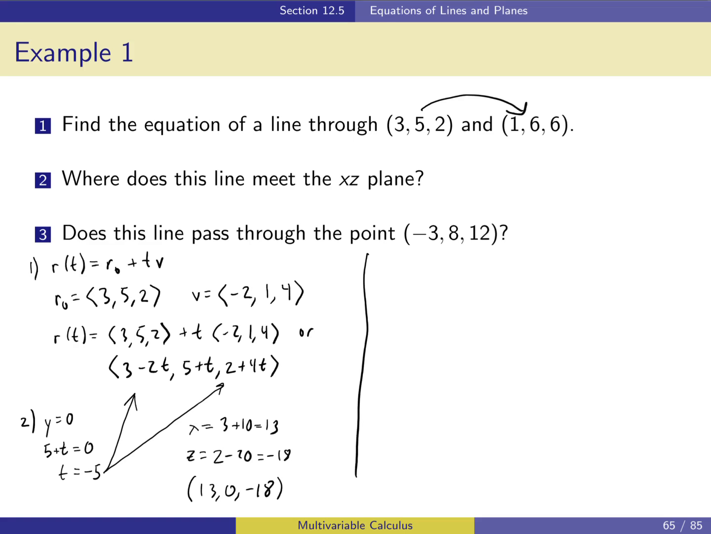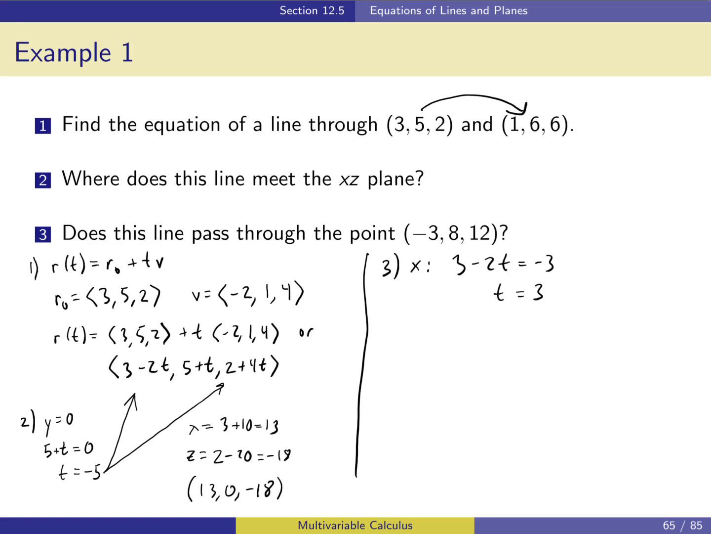Finally, does this line pass through the point -3, 8, 12? Well, it will pass through this point only if there's some t that we could plug in, such that the x-coordinate is equal to -3, the y-coordinate is equal to 8, and the z-coordinate is equal to 12. So, what would that t value have to be? Well, let's look at the x-coordinate. If we look at the x-coordinate, we get that 3 minus 2t equals -3. Well, that's fine. That has the solution t equals 3.